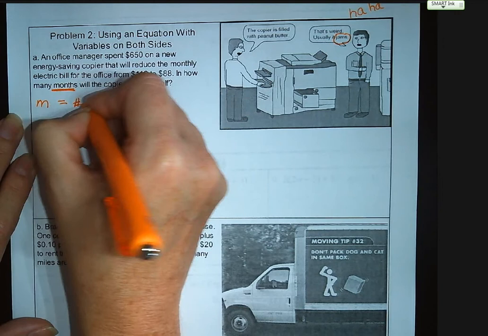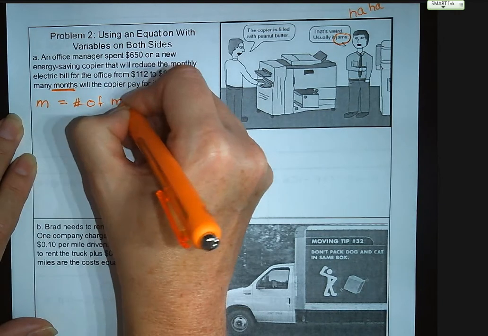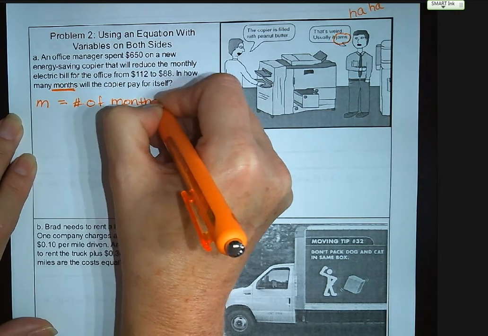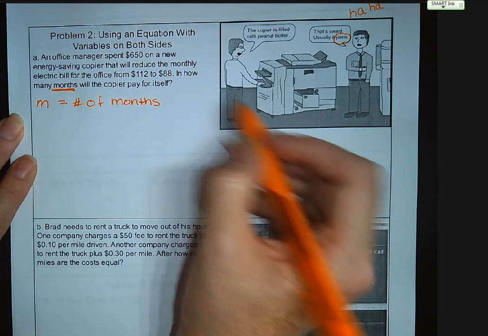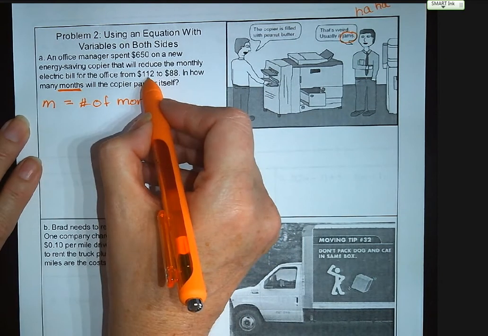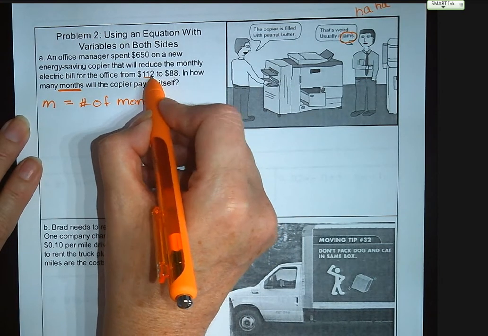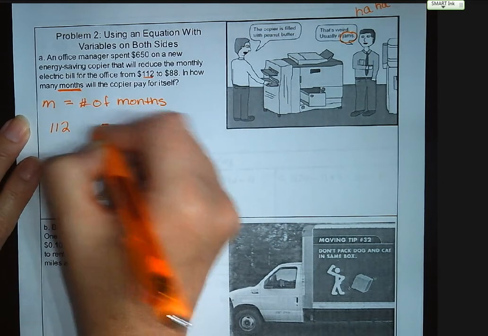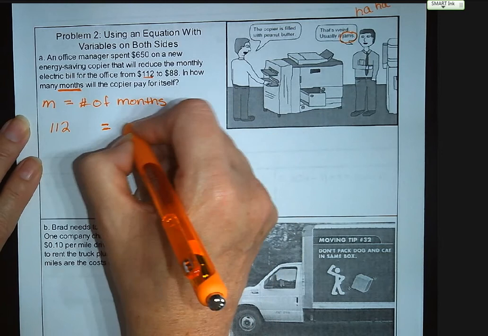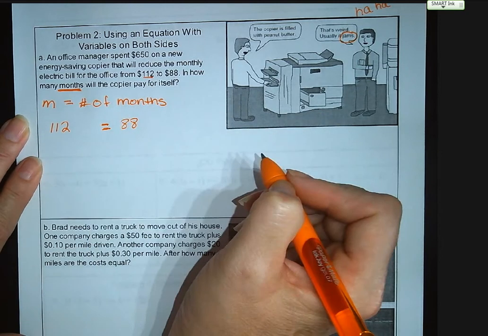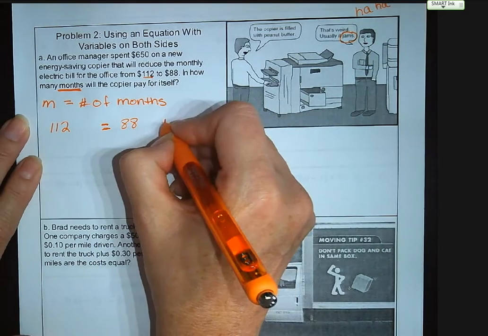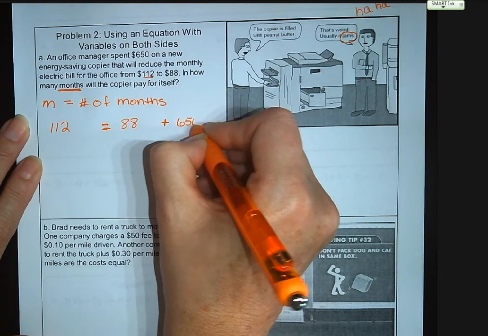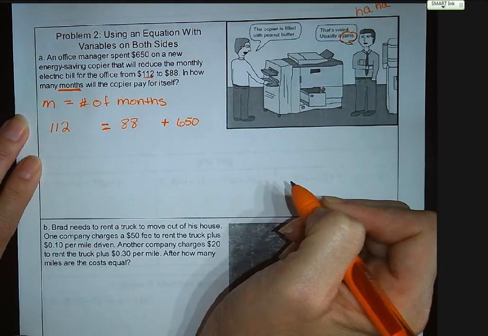So we're going to define our variable and say that M is equal to the number of months that we are using the copier. So let's just start with our important information. We've got 112 before. So we've got $112. We've got an equal sign. We got an 88 in there somewhere. And 650's got to be figured in. So it's $112 per month.